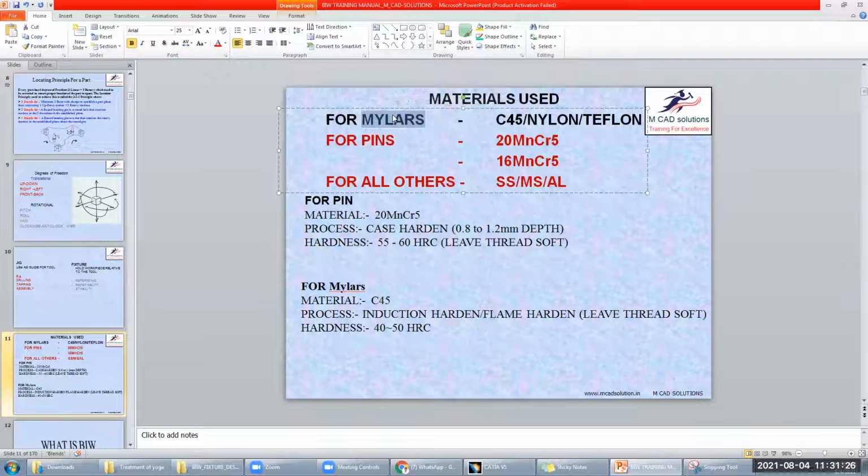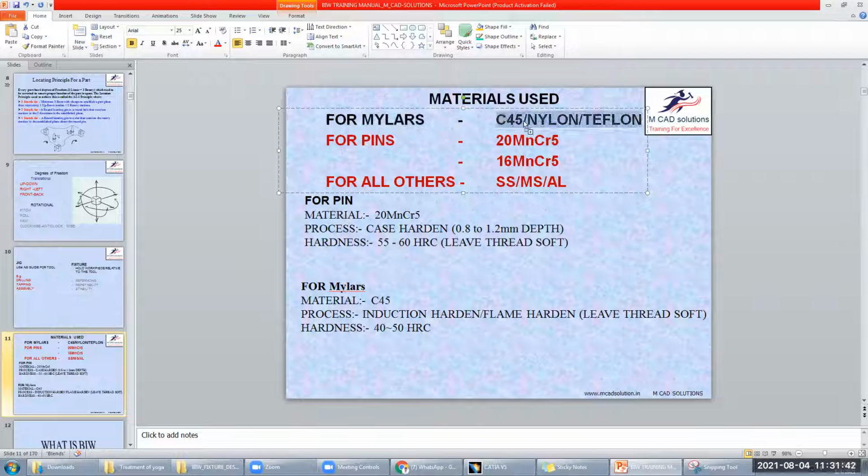Second is clamp. We are using pneumatic or manual clamping. On that clamp, the mylars will be there. So that is called clamp mylar. Depending on function, clamp and rest mylar, these are the basic two types.